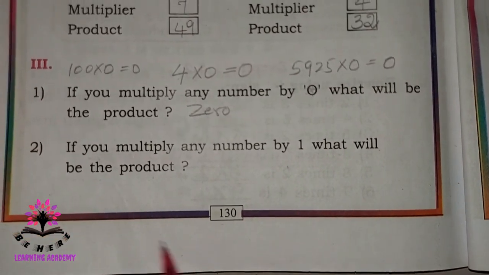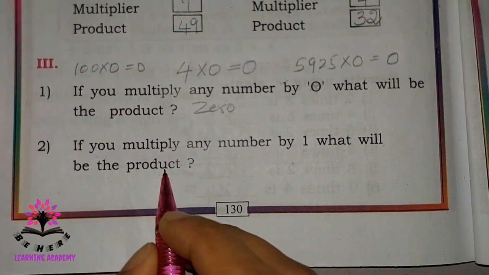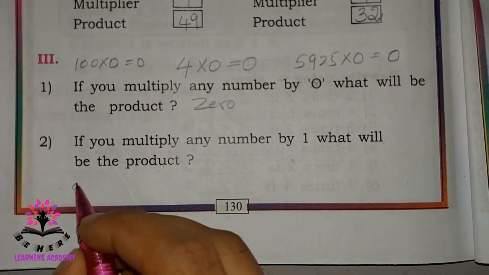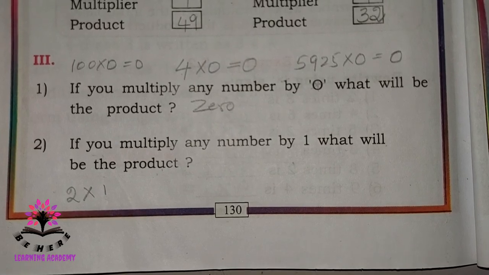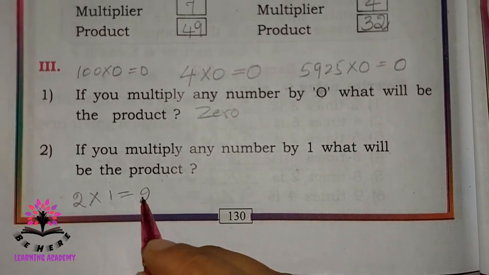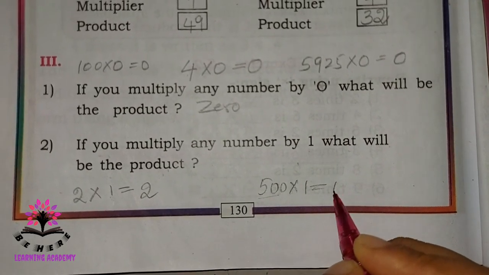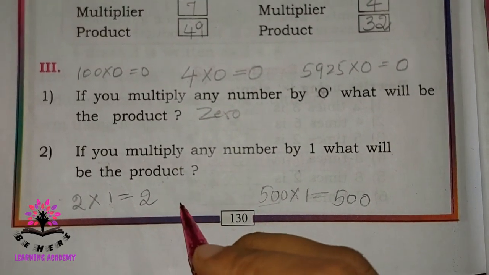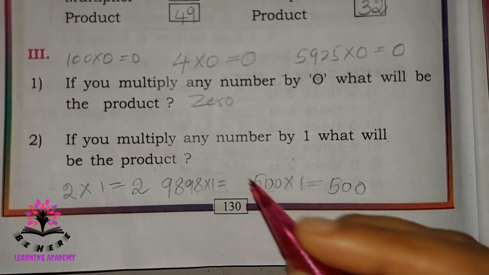Okay. See the second one. If you multiply any number by 1, what will be the product? So consider 2 multiplied by 1. So the answer is 2 ones are 2. Consider 500 into 1. The answer is the number itself. Or consider a bigger number, 9898 into 1. What will be the answer?